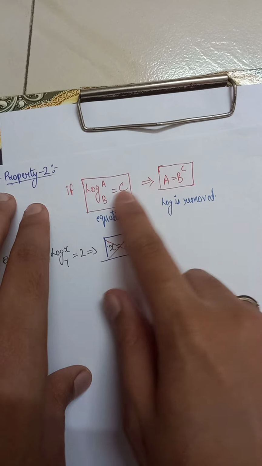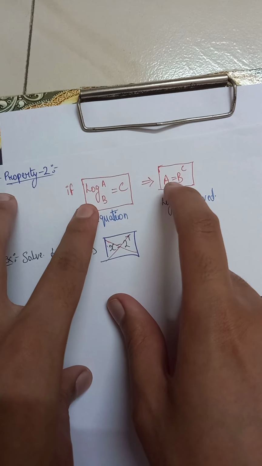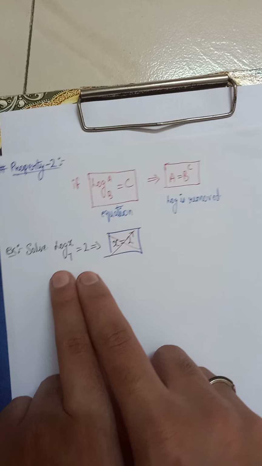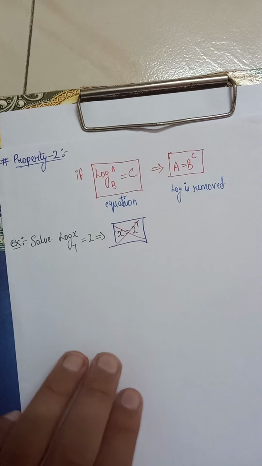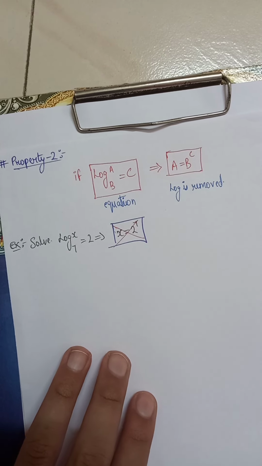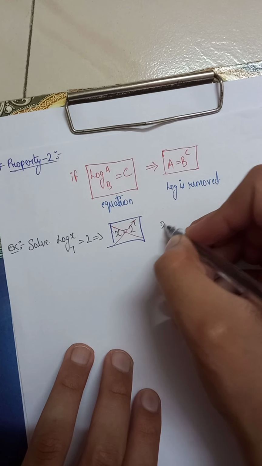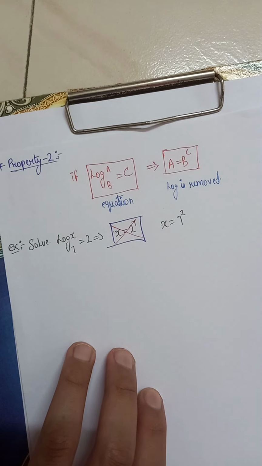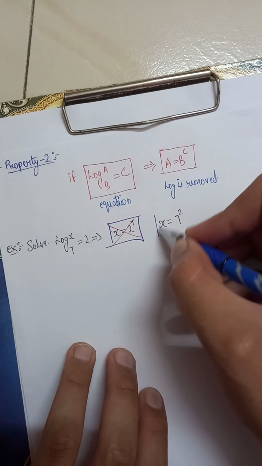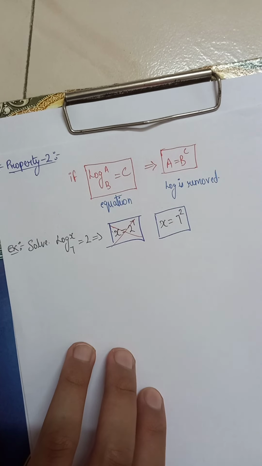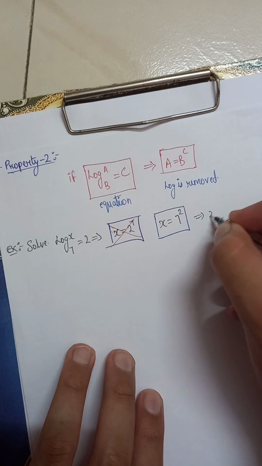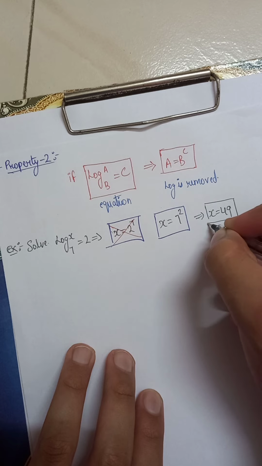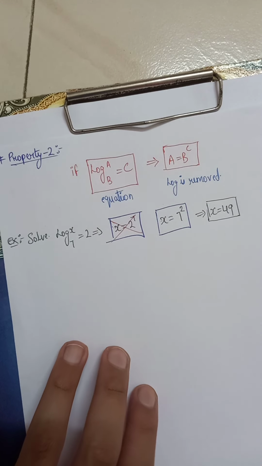According to the property here, the answer is a is equal to b's power c. So the answer should come as x is equal to 7's power 2. This is actually the correct answer. So what is the value of x here? 7 square is 49, so x is equal to 49. This example was simple.